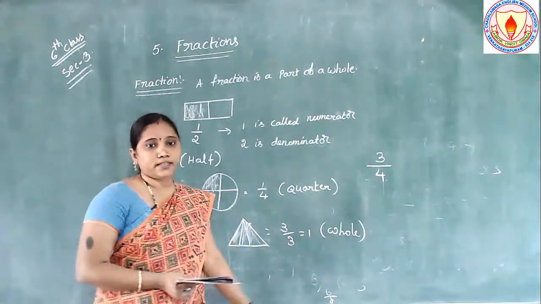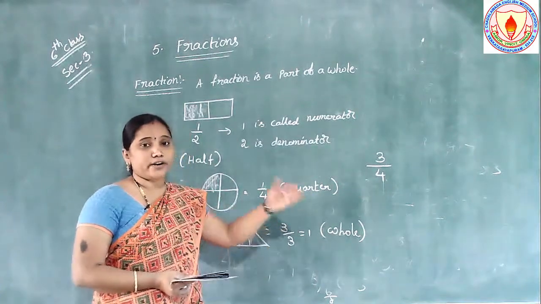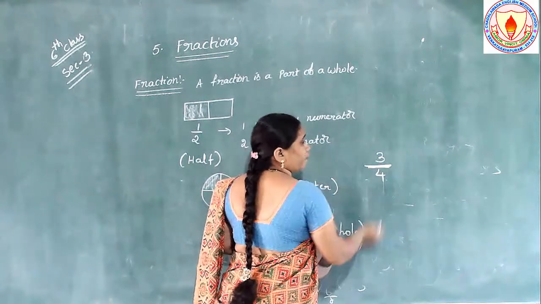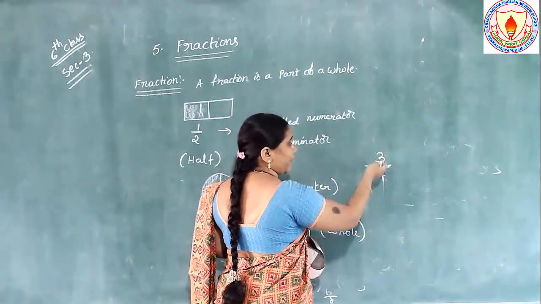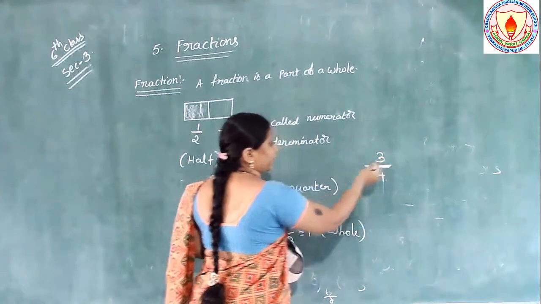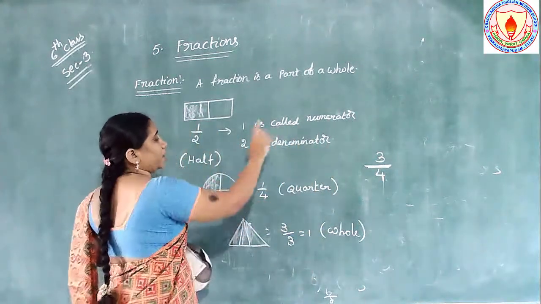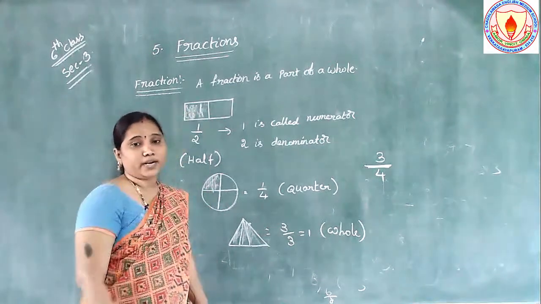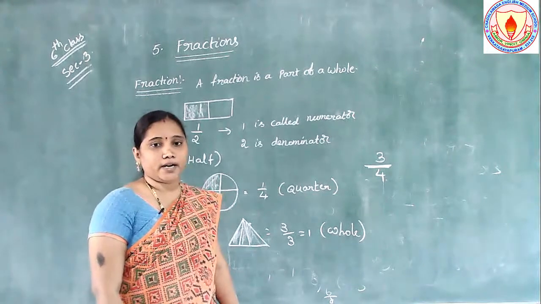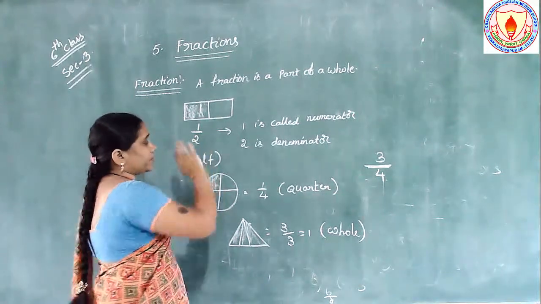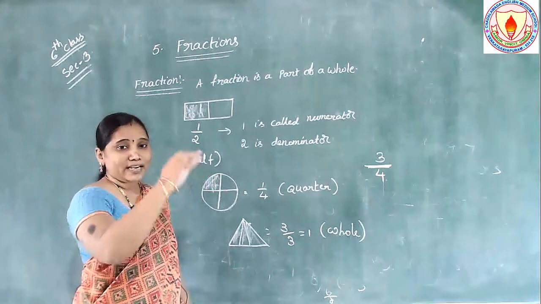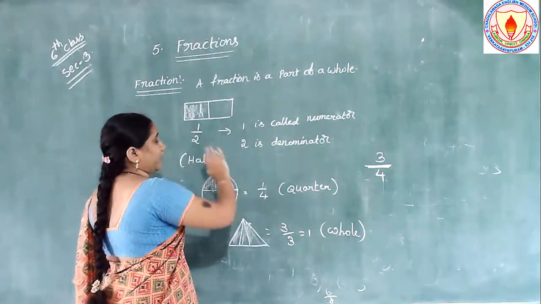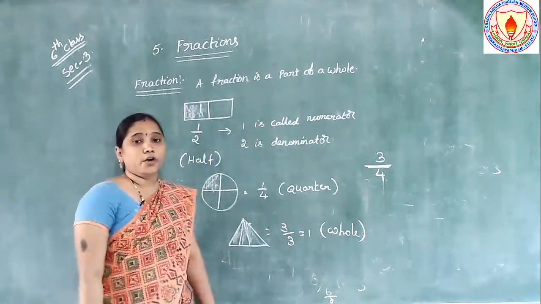Here there are two parts in a fraction. In a fraction we see two numbers. This is called a fraction bar. The fraction bar divides the two parts. The number above the line is called the numerator. The number below the line is called the denominator.